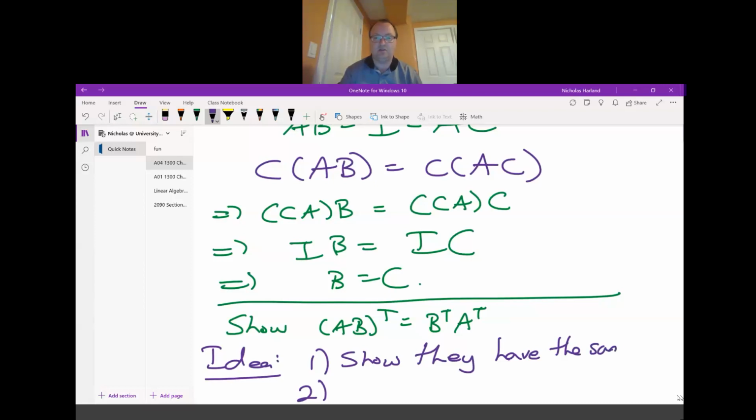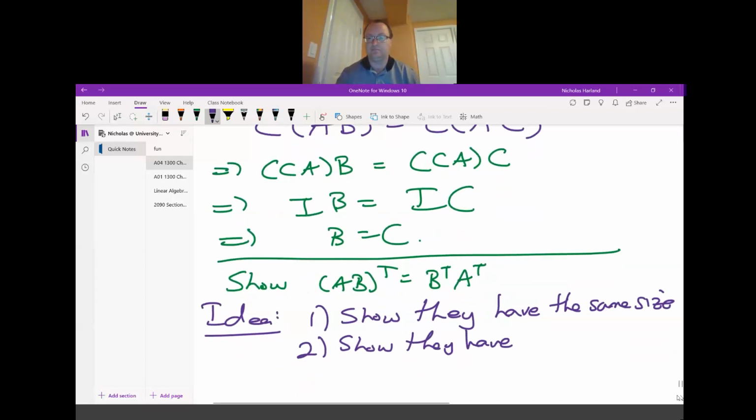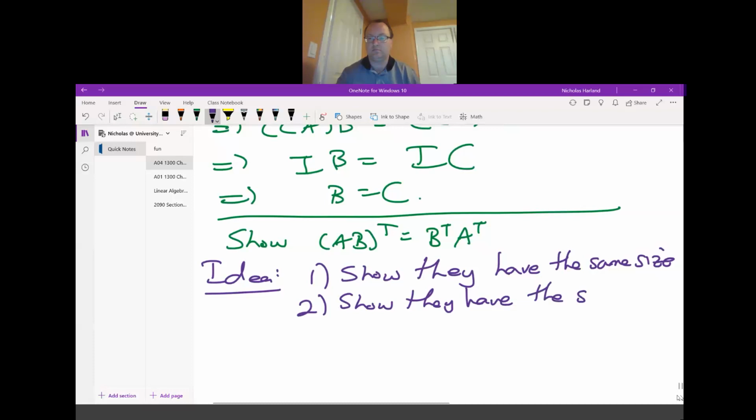Show they have the same size. Show they have the same entries. Same size and same entry. So let's start with the size.